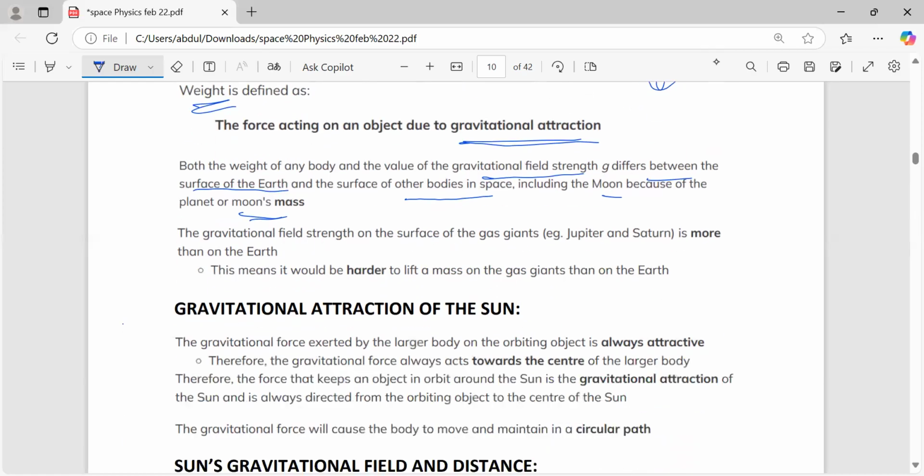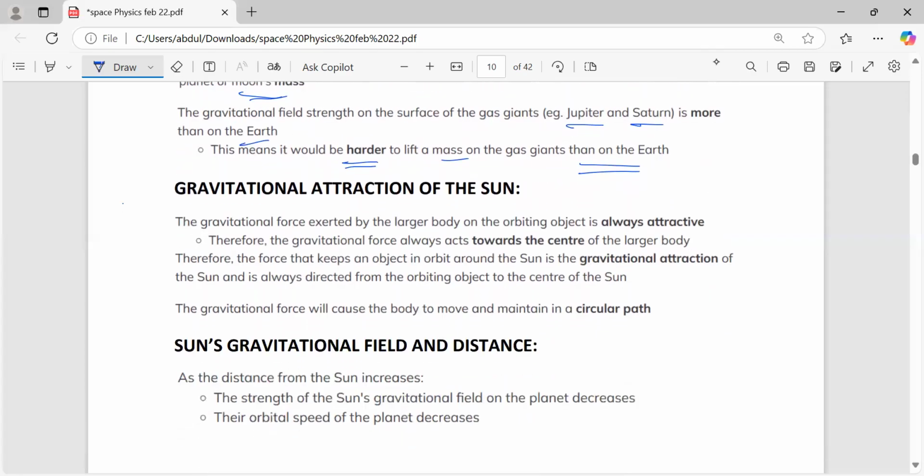The gravitational field strength on a gas giant, for example Jupiter, is more than on earth. So this means it will be harder to lift a mass on the gas giant than on the earth. It will be difficult to jump upward on Jupiter as compared to on earth. The reason is the value of g on Jupiter is almost 2.5 times greater than on earth. So these things are important, and we should keep them in our mind.